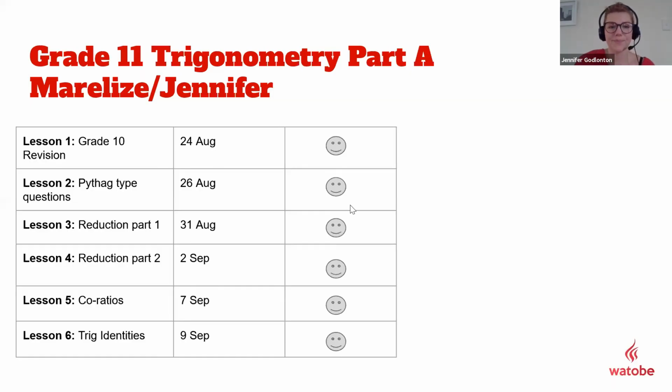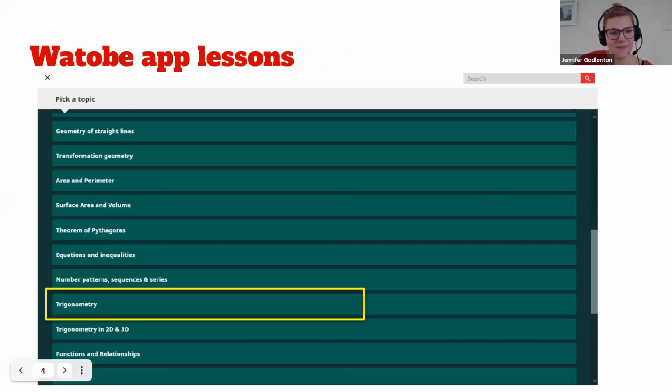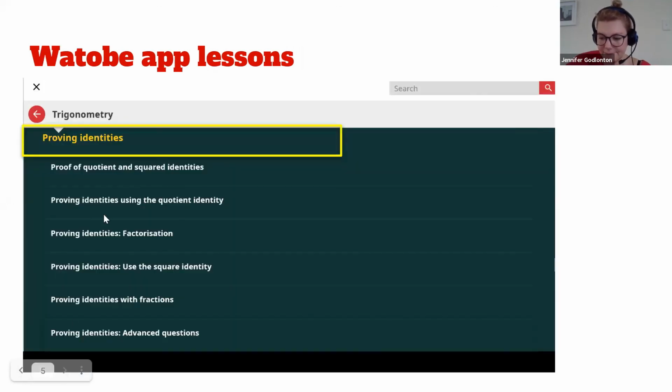So I'm going to share and yeah, you'll see that now we've come to the end, unfortunately, of the part A. And for your homework, it's a lot, but I think you can maybe work your way through it. So you're going to go to your topic as usual and look for trigonometry. And then you're going to go to proving identities and try to work your way through that section.